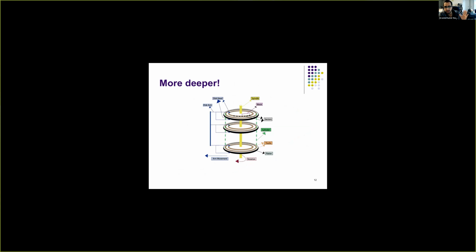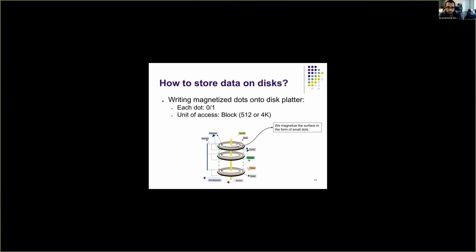And we have a disk head that reads contents on these platters. The data can be stored at both the top and bottom of a platter. So how does data, which is just zeros and ones, get stored on these platters? The data is stored by writing very small, microscopic dots on the disk platter. Each magnetized dot represents zero or one. And there are millions of dots on the surface of each platter.